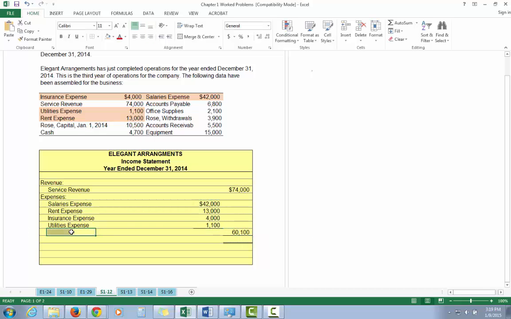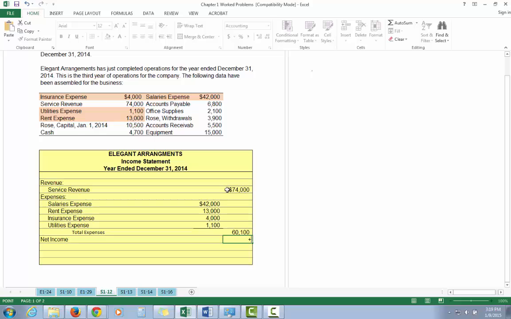So here, we're going to put total expenses. And that's going to give us our clean total here. We can see clearly that the 60,100 is being subtracted from our service revenue to get our net income. It just makes it look cleaner overall, and people reading the financials can pinpoint exactly what the totals are.